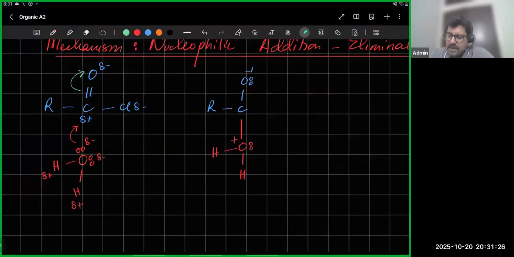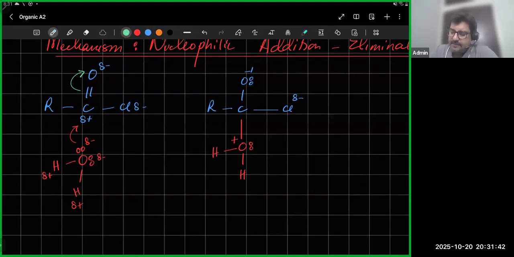There was a Cl that was also attached over here which didn't go anywhere. The Cl is still there and it's still partial negative. Now that's your intermediate that's forming.